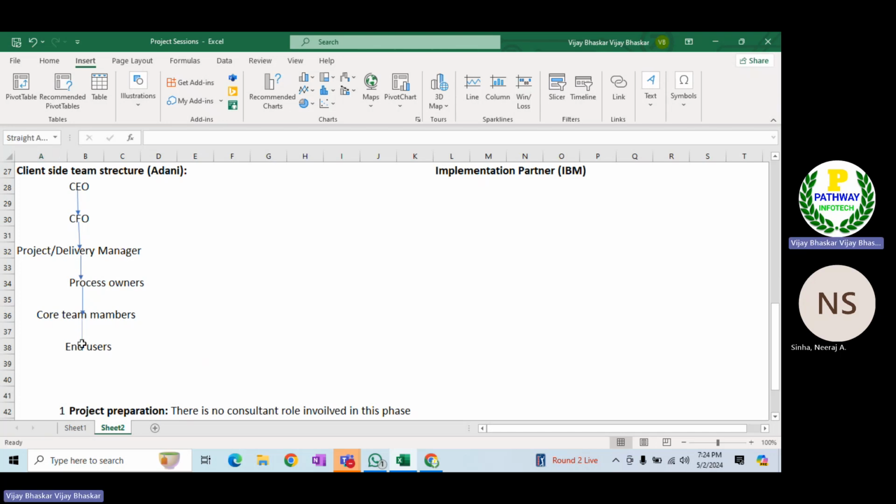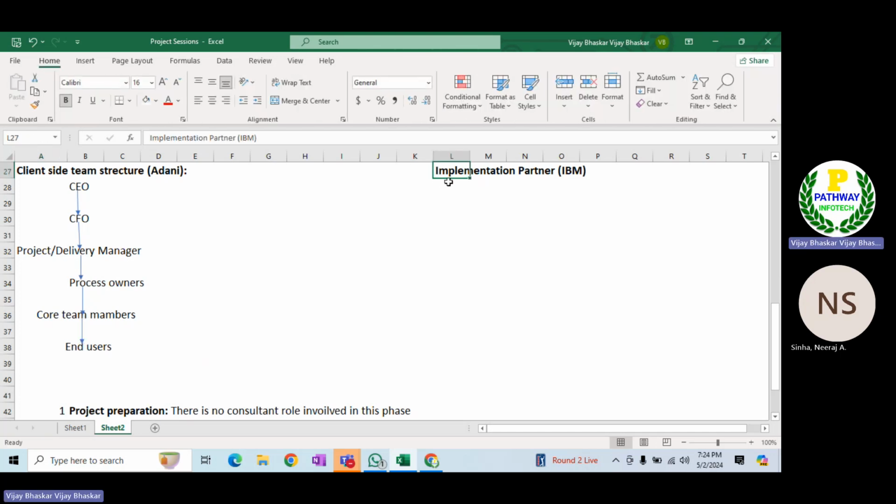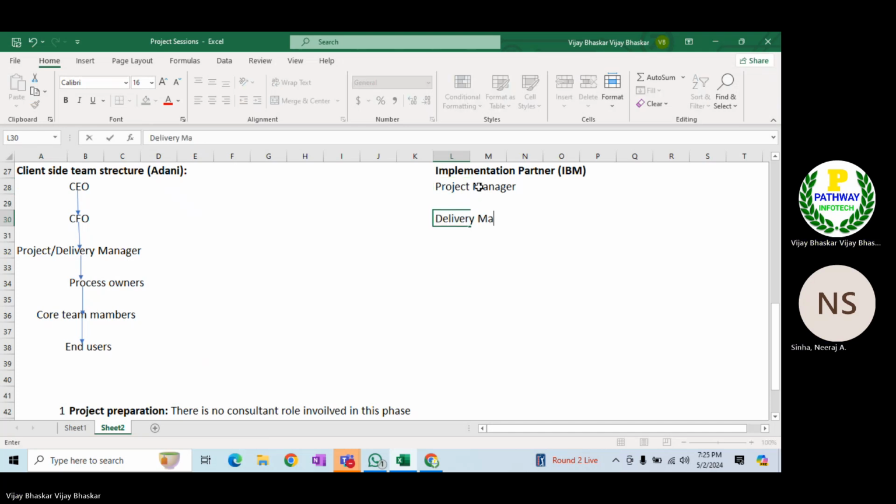Now coming to the implementation partner. Now our role will be here. Our role will be here. We don't bother about the organization's CFO. First, the project manager is there. Then the delivery manager will be there.